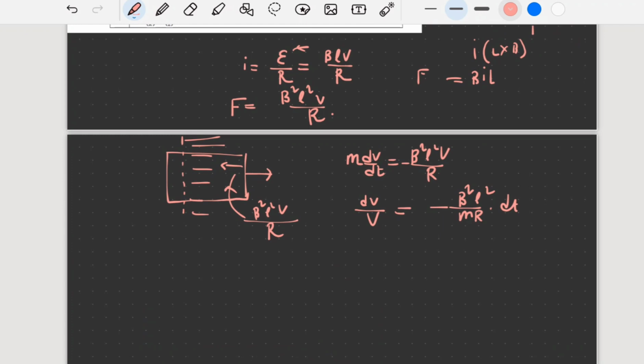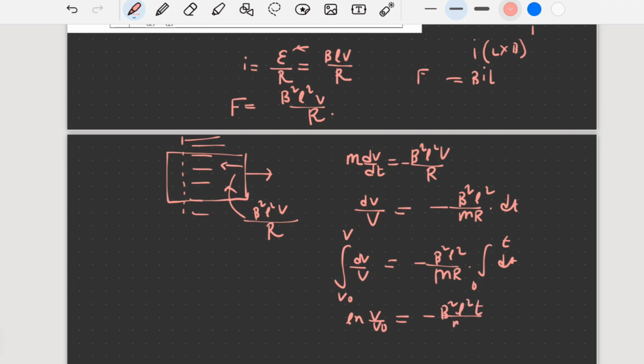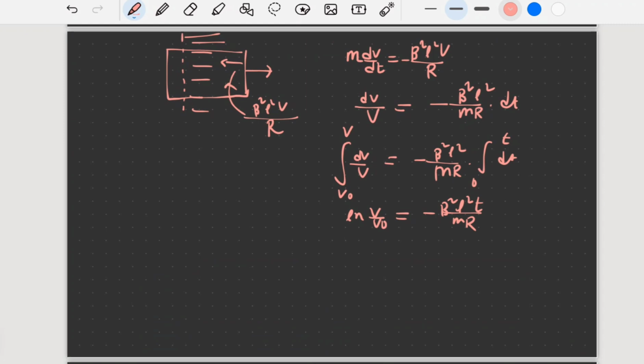So v is at any random point, that is the velocity of the loop. So if we integrate dv by v, we'll get ultimately B square L square by mr integration of dt from 0 to t. Initial velocity is v naught, and let's say at any instant the velocity is v. So we can write that ln of v by v naught is equal to minus of B square L square t by m into r. And ultimately we'll get v as a function of time, e to the power minus B square L square t by m into r.